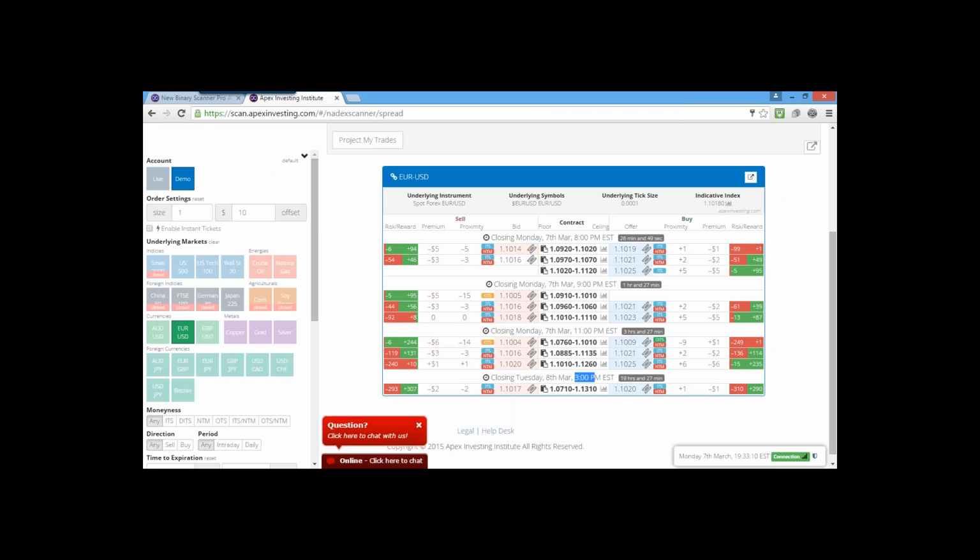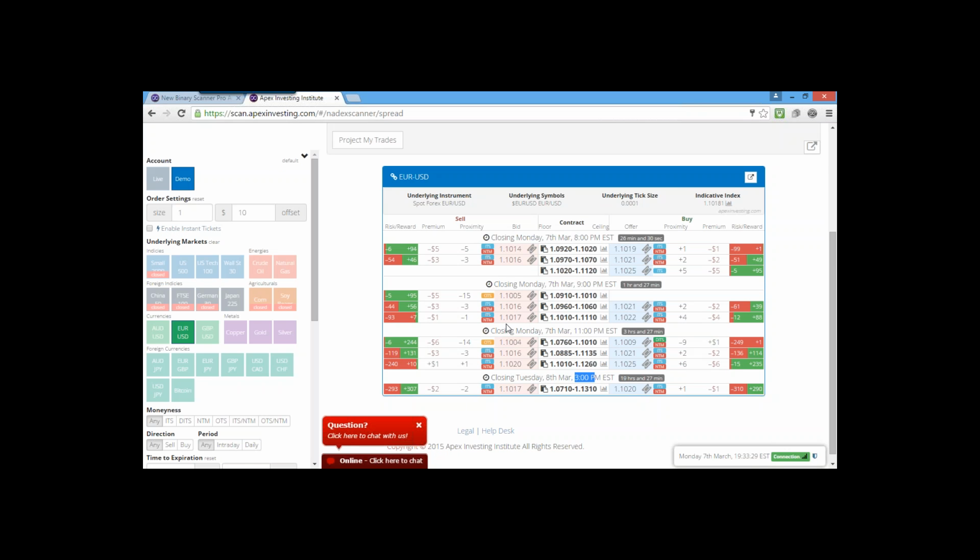It's all right here. See this? What do you think the red number is? Risk. What do you think the green number is? Possible reward. It's right there. It tells you right there what is the potential risk and potential reward.